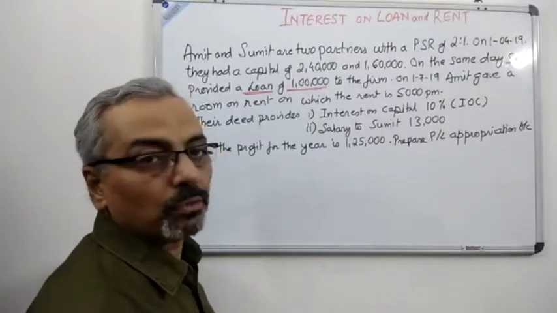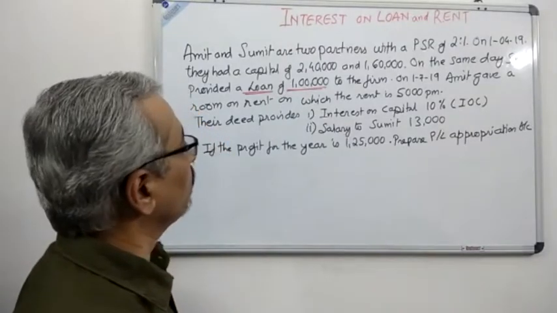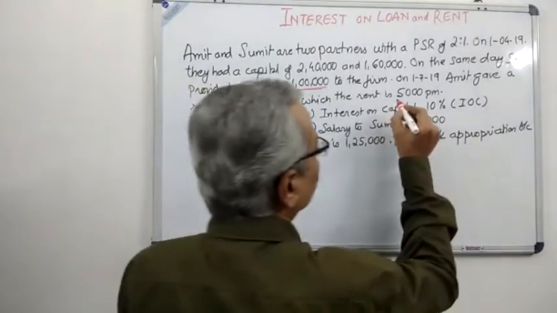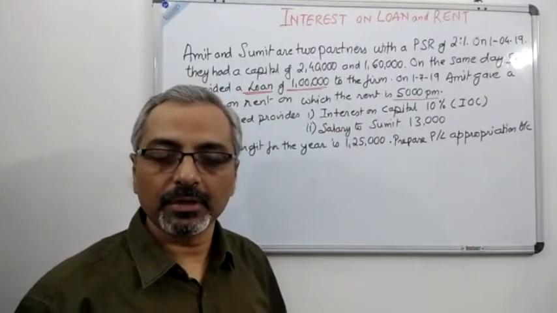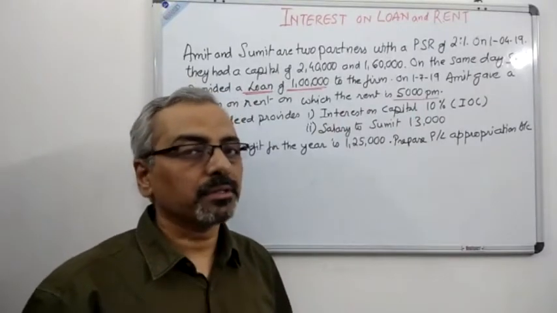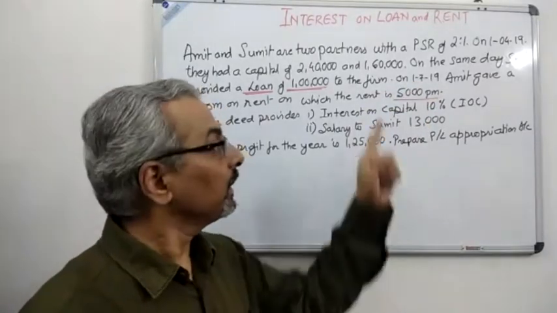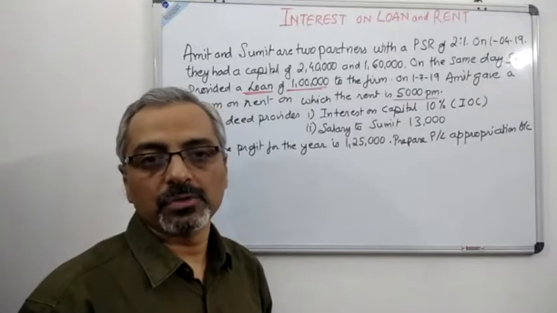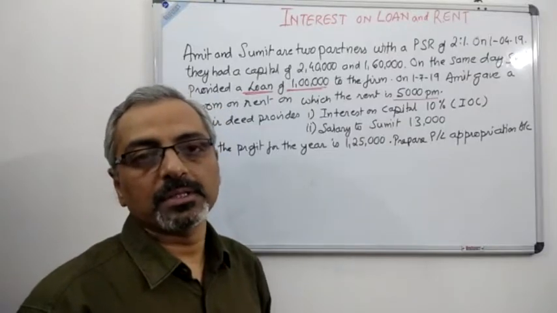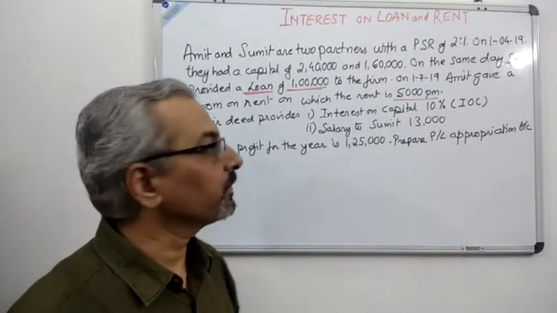On 1st of July 2019, Amit gave a room on rent on which the rent is 5,000 rupees per month. So how many months of rent will be taken into consideration? Please understand it. 9 months rent will be taken into consideration because from 1st of July 2019 to 31st of March 2020, the number of months is 9, and therefore 9 months rent will be taken into consideration.